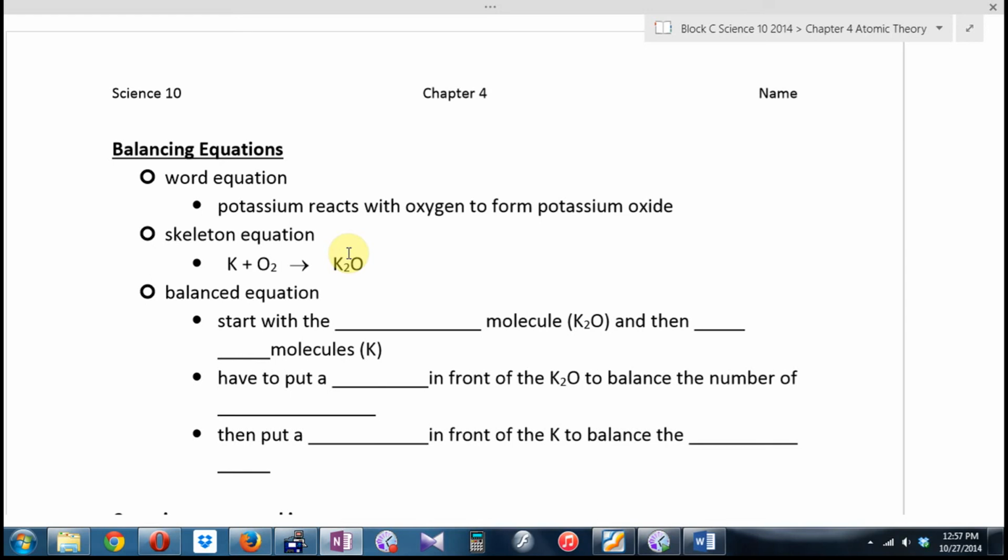What we're going to spend the most time doing, for the rest of this class and actually for a few days, Allison, is learning how to balance equations. So now pick up your pencils. The balanced equation.